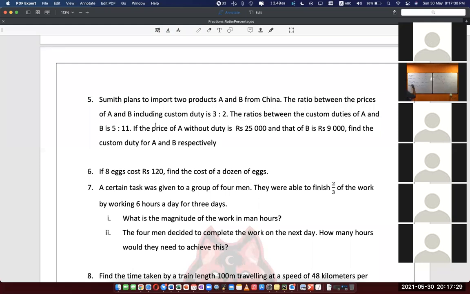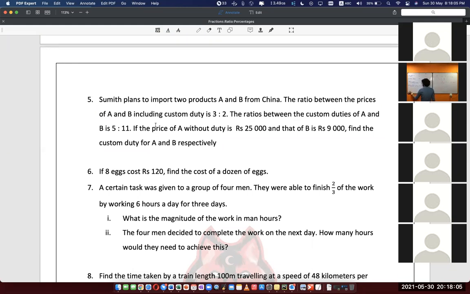So now we know the price of A without duty is 25,000. Price of B without duty is 9,000. Then we know the ratio between the prices, including custom duty, is 3:2, and custom duties is 5:11. Okay. So as I told, let's get rid of the ratios. So how to get rid of ratios? So let's use x for that, right?